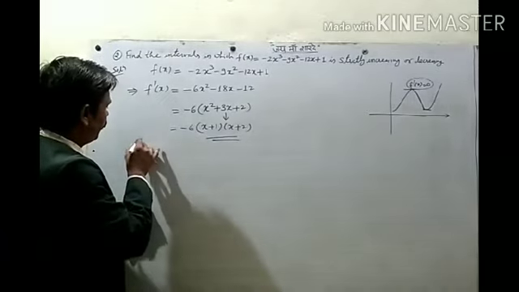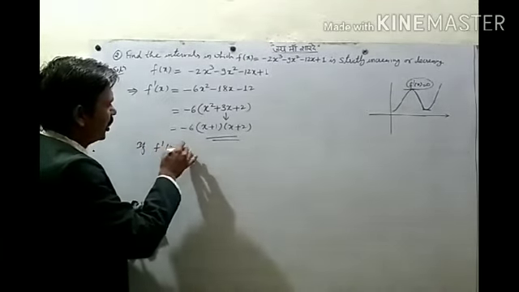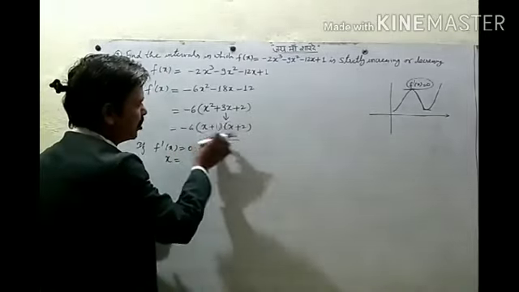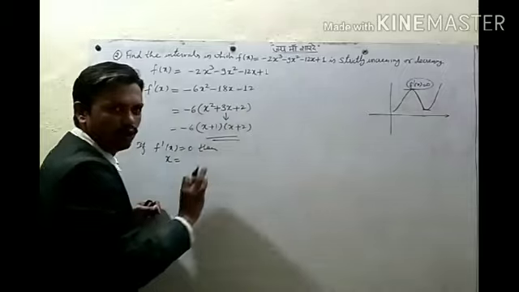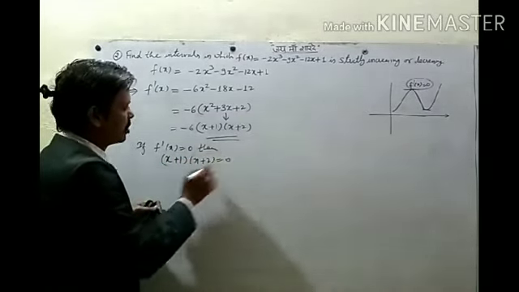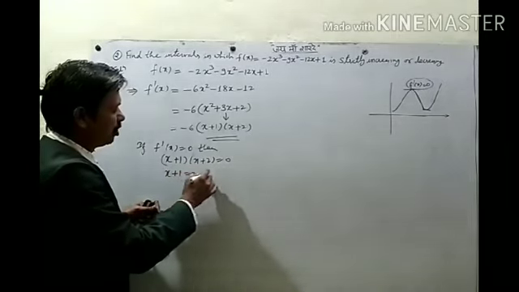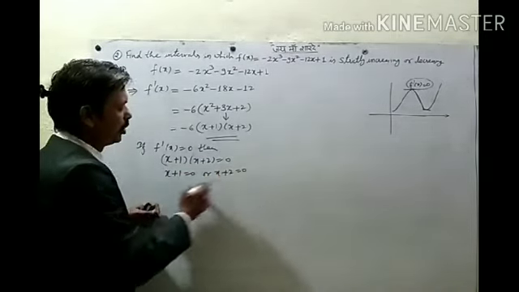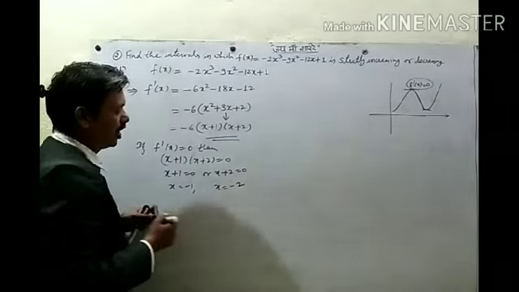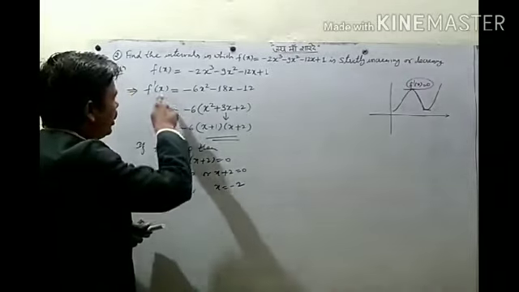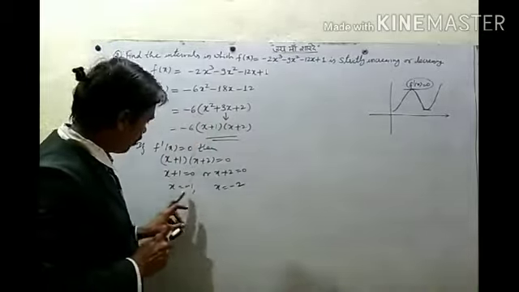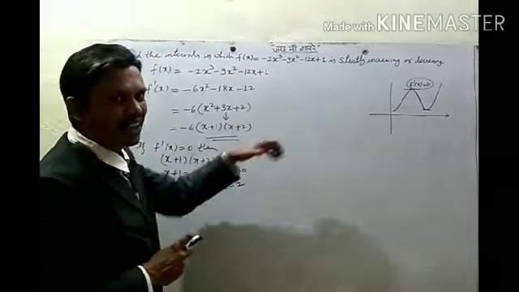So if f dash of x is 0, then x plus 1, x plus 2 equals 0, and it reduces to x plus 1 is 0 or x plus 2 is 0, so x will be minus 1 or x will be minus 2. So we are getting 2 points at which the derivative becomes 0, meaning we are getting 2 tangents of this curve at minus 1 and minus 2, which will be parallel to the x-axis.